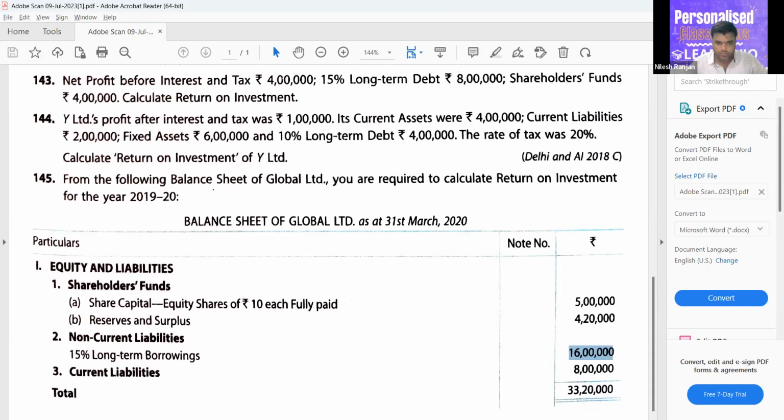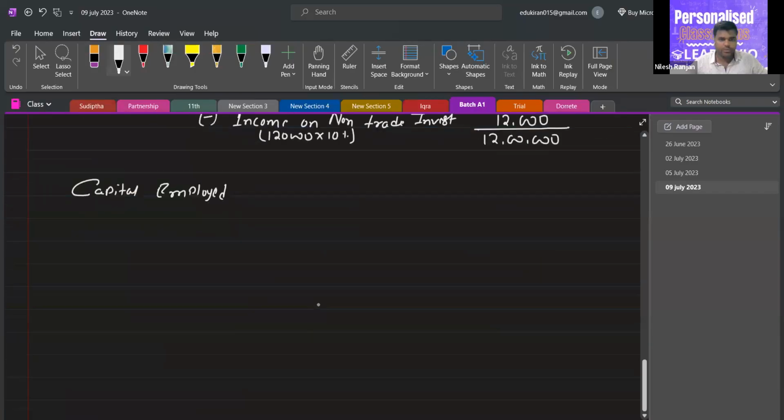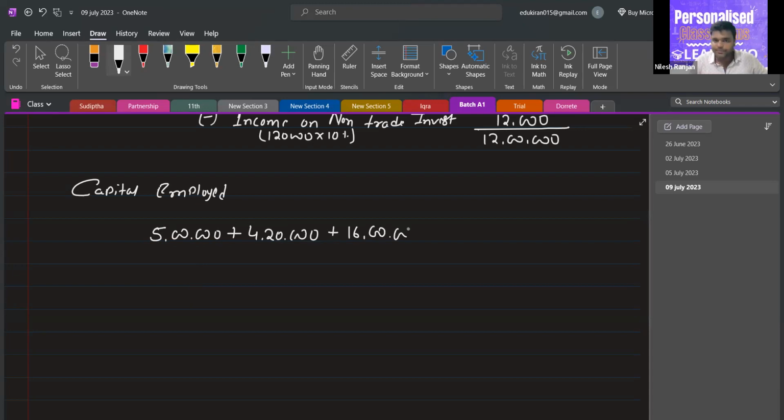First of all, we will take the liability side approach. Our shareholder fund is 5 lakh. Reserve and surplus is 4,20,000, and long-term borrowing is 16 lakh. Now we will deduct any fictitious assets or non-trade investment from this fund. So 1,20,000 is our non-trade investment. The total 25,20,000 minus 1,20,000.